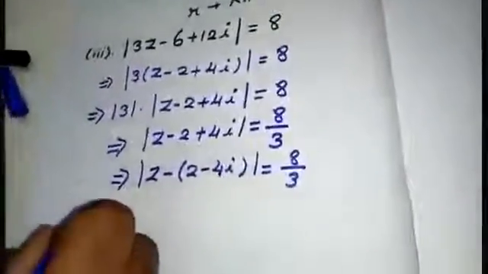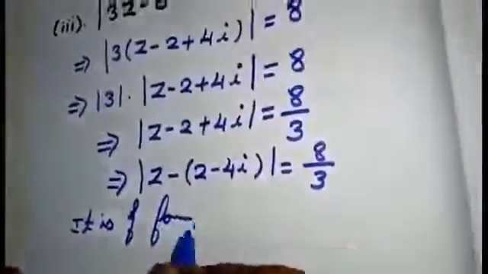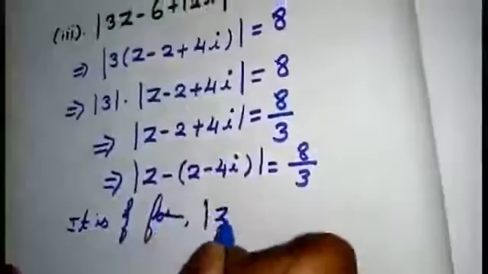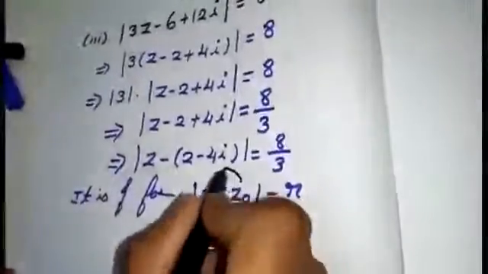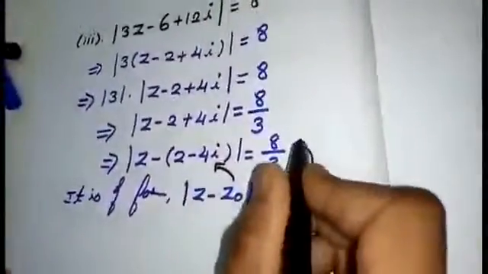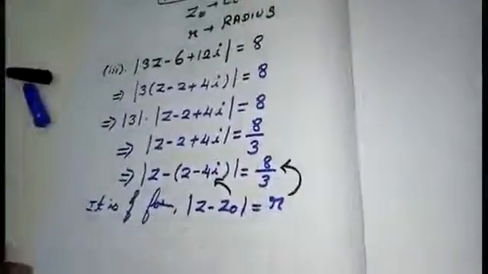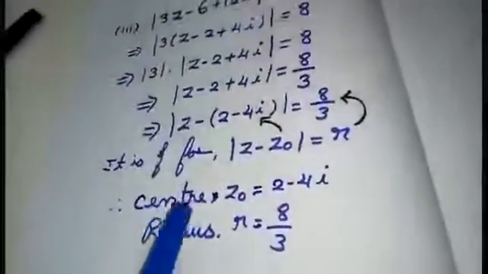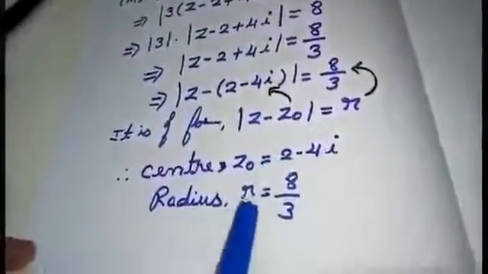So it is of the form modulus of z minus z naught equal to r. In place of z naught you have this value, and in place of r I have 8 by 3. Therefore, center z naught equal to 2 minus 4i and radius r equal to 8 by 3.